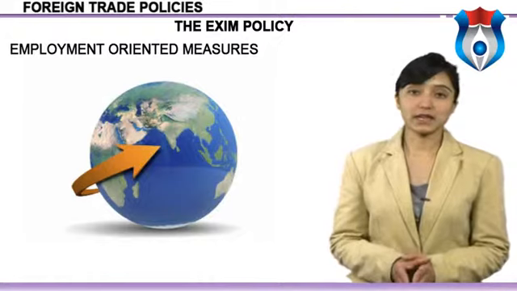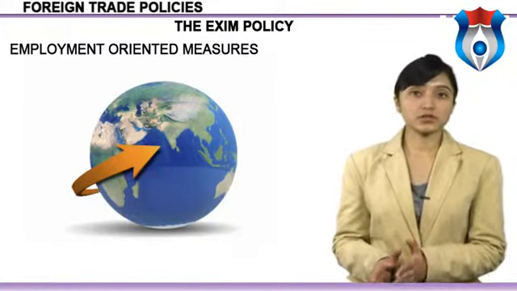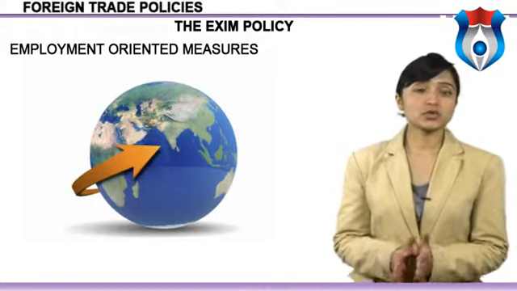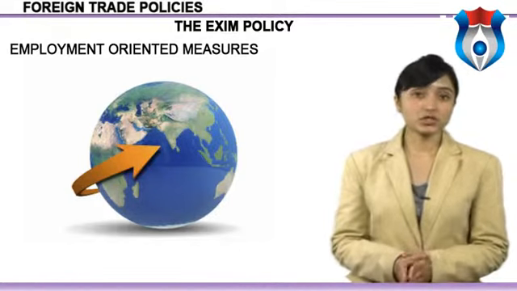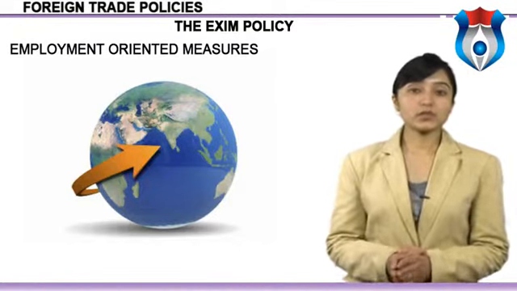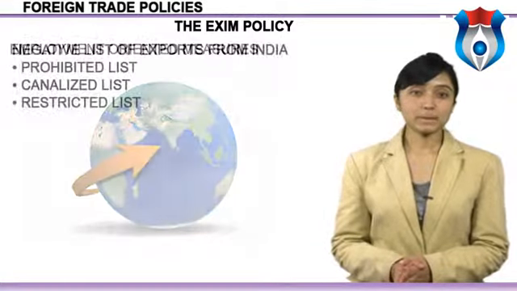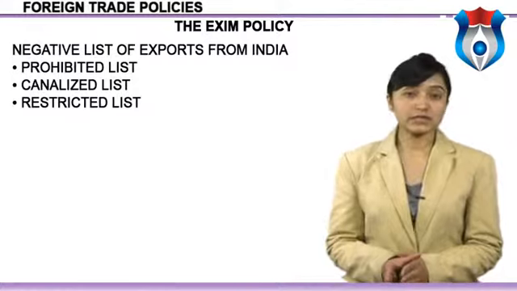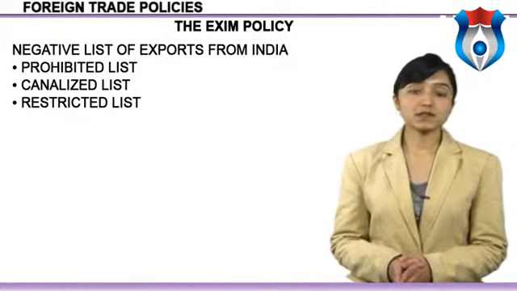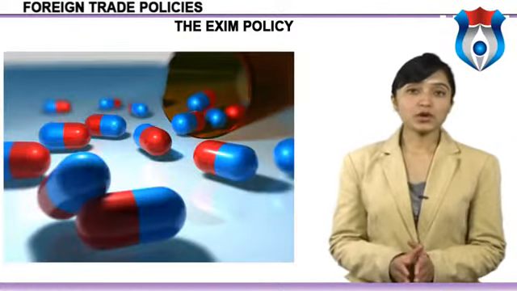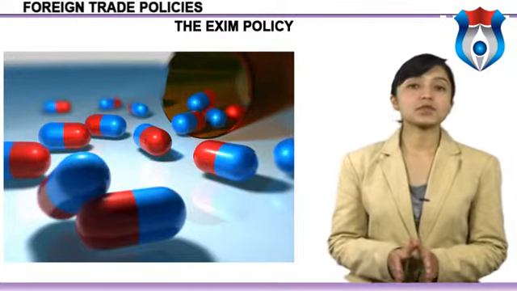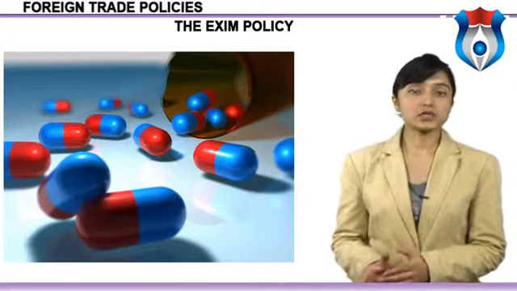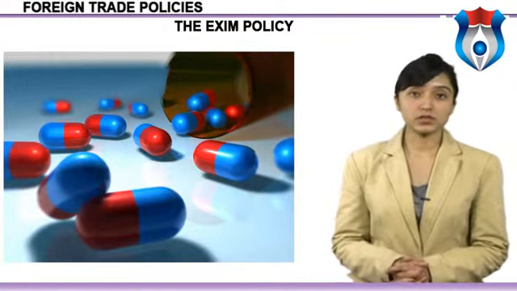Employment-oriented measures. EXIM policy 2002 to 2007 initiated a number of measures which would help employment orientation. Among them were the following: negative list of exports from India: prohibited list, canalized list, restricted list. Entries in the prohibited list, export of which is not permitted on religious and environmental considerations.